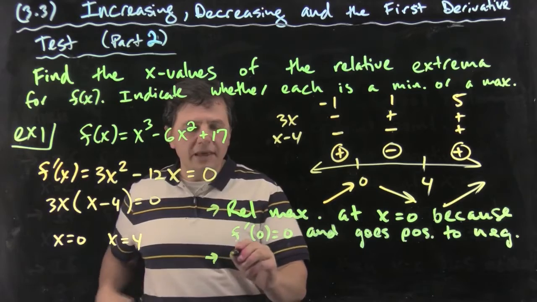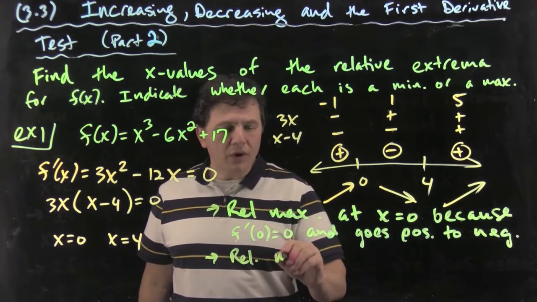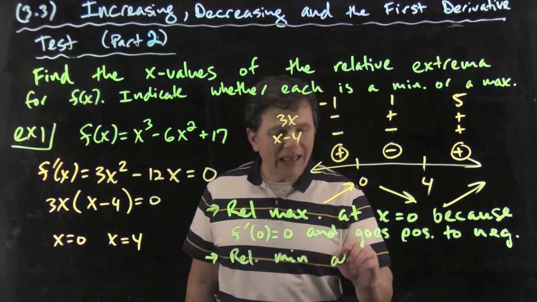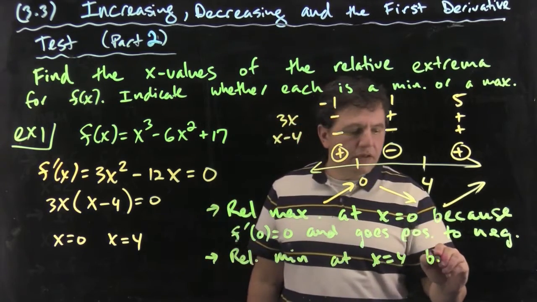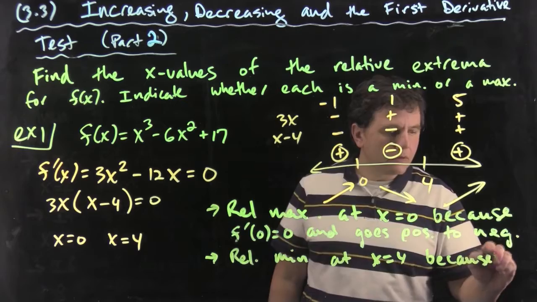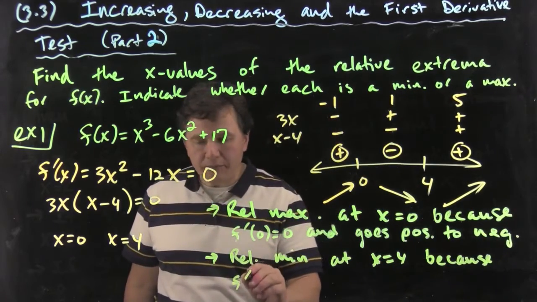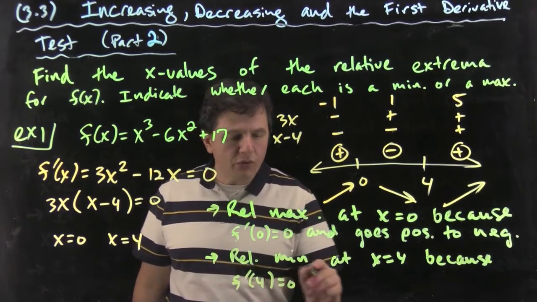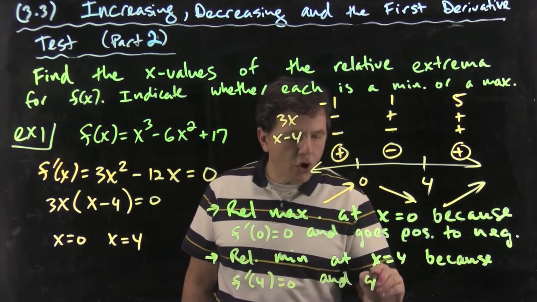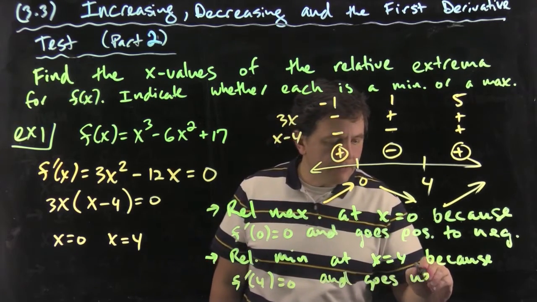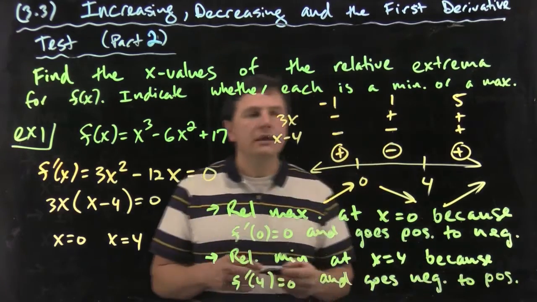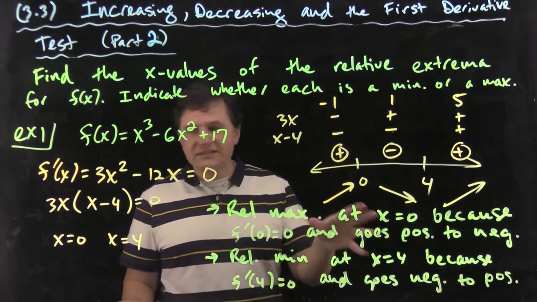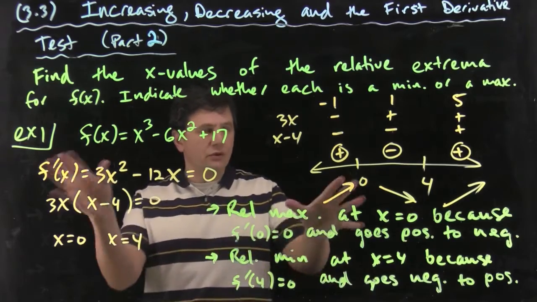Okay. Relative min. So we have a relative min at x equals 4 because f prime of 4 equals 0 and goes negative to positive. Okay, so that's basically it. That's the justification. That's what we want to show, exactly what I have here.